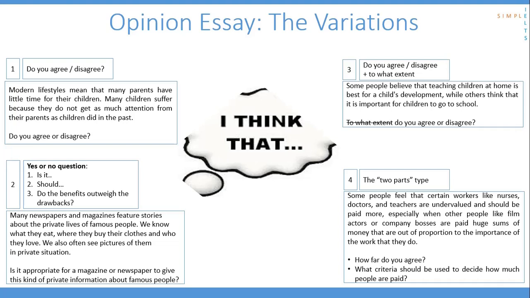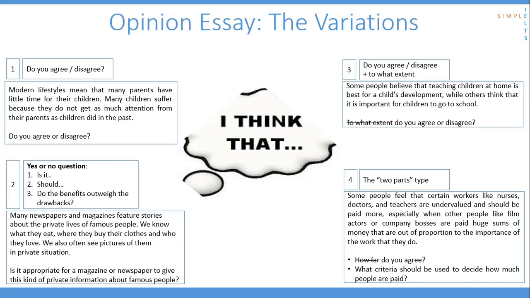So let me read the example. Some people feel that certain workers like nurses, doctors, and teachers are undervalued and should be paid more, especially when other people like film actors or company bosses are paid huge sums of money that are out of proportion to the importance of the work that they do. The questions are, how far do you agree? And what criteria should be used to decide how much people are paid? So, how do we deal with this type?